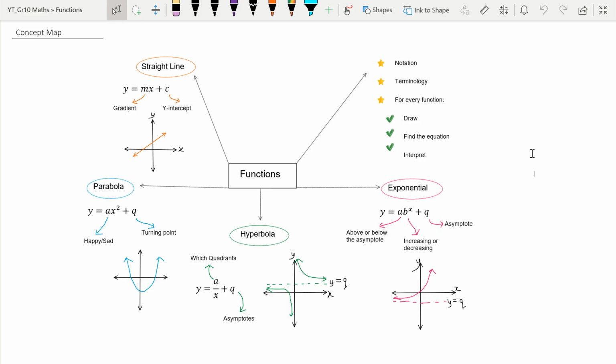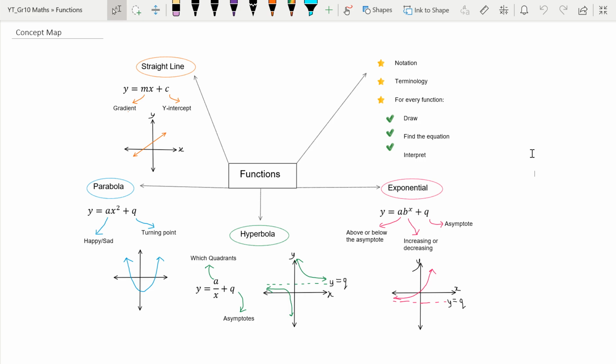Then for the hyperbola, you need to know your standard form over there. And the moment that you see that your x is part of the denominator of a fraction, you need to know that represents a hyperbola if I draw that function. And there's some new terminology that was introduced to you, the idea of an asymptote. And then the exponential curve. You need to know the standard form. The moment that you see your x is part of the exponent, you need to know this is an exponential function. And there's lots of little things that you need to know with that function. So make sure that you do.